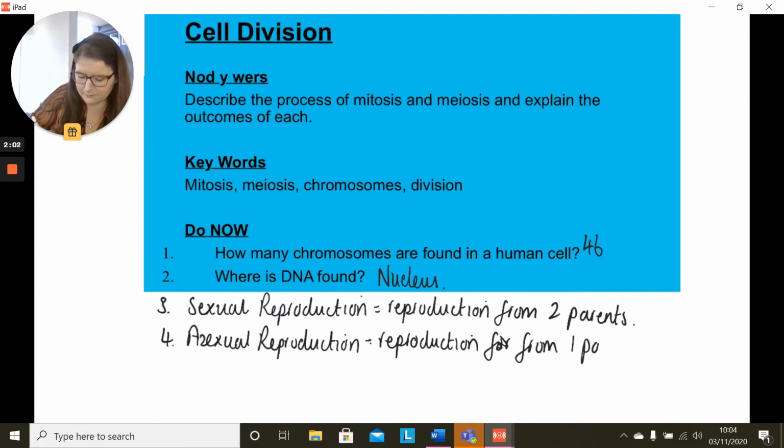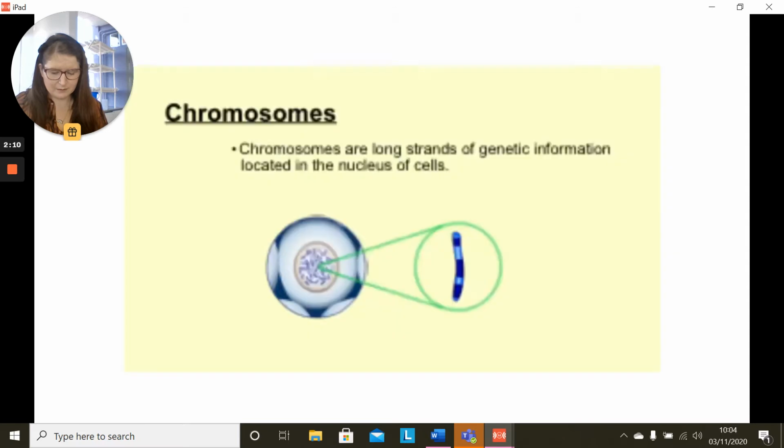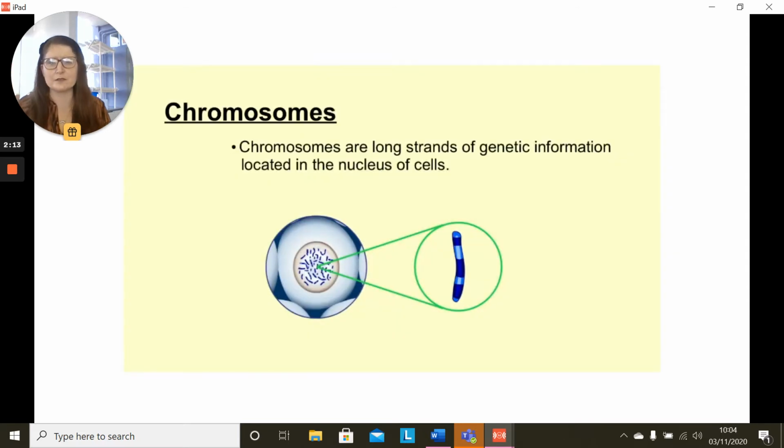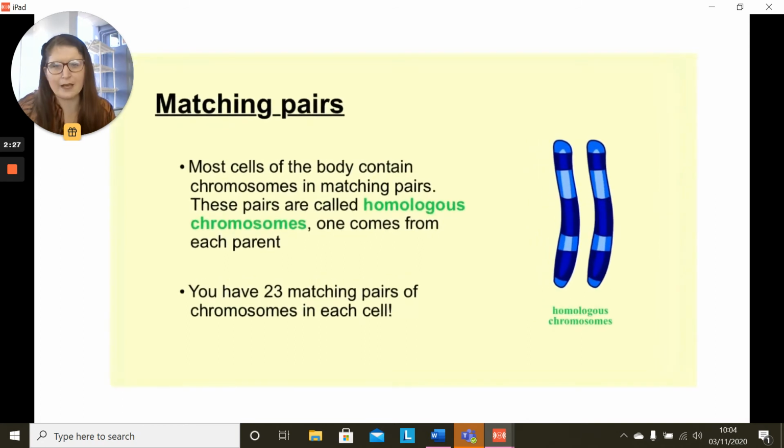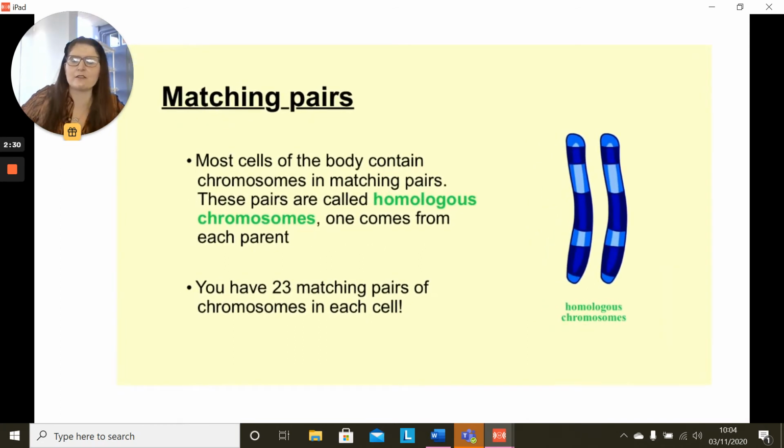So this session we're going to look at then mitosis and meiosis and know the outcomes of each. So first of all then, chromosomes. What are chromosomes? Chromosomes are long strands of genetic information and they are located in the nucleus. Okay, they are really, really long strands. Okay, and then as we know we have 46 of them. Then they are in pairs and they're in matching pairs. So the pair that they have will be identical because we get one from mum and then we get one from dad. Okay, and the homologous pairs, homologous just means that they are the same.